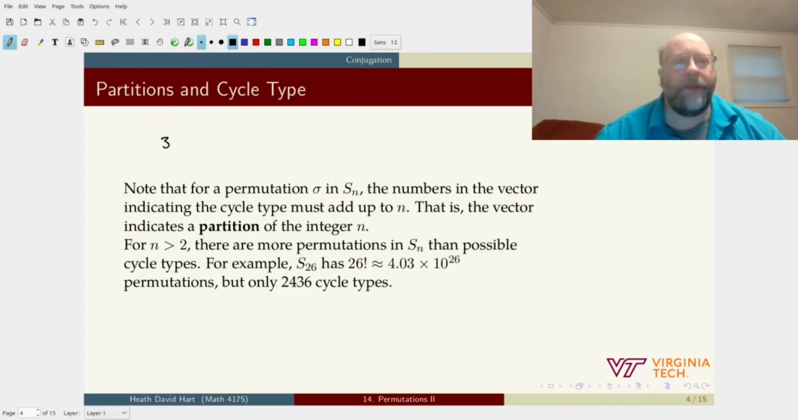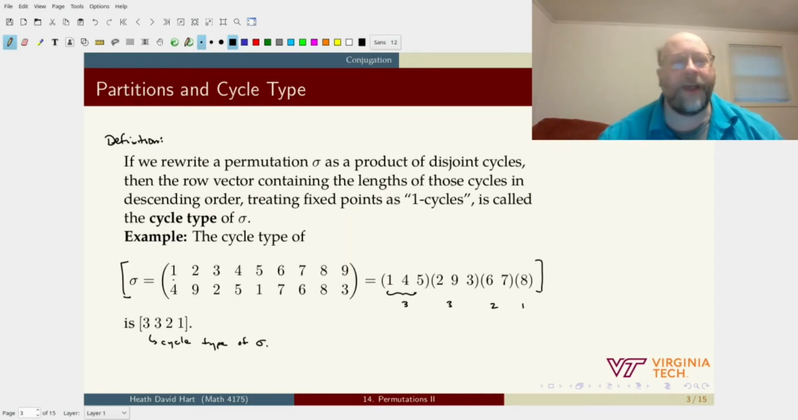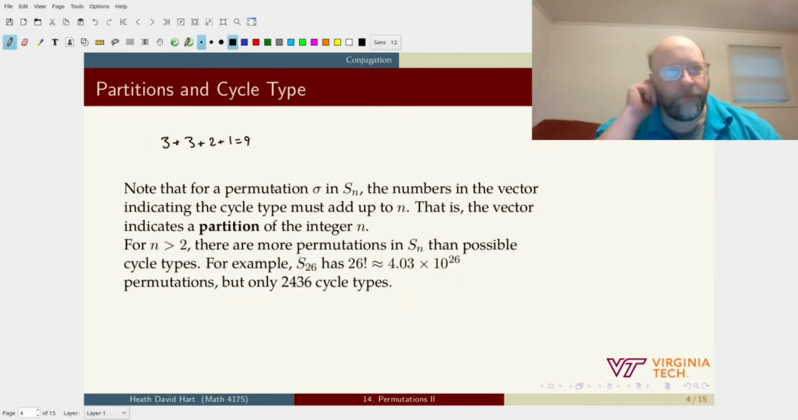Now, this is an obvious observation here, but 3 plus 3 plus 2 plus 1 is 9, and there were exactly 9 elements in the set being permuted here. That's not surprising. If we were looking at a permutation in S sub n, the numbers in the vector have to add up to n. Where this is going to become applicable for us is that when we're talking about permuting the alphabet with 26 letters in it, there are 26 factorial possible permutations. That's a gigantic number.